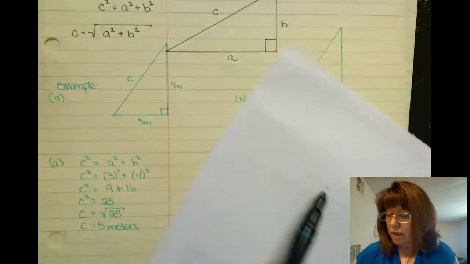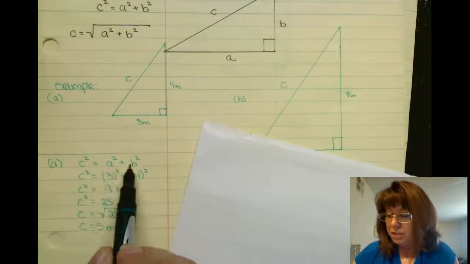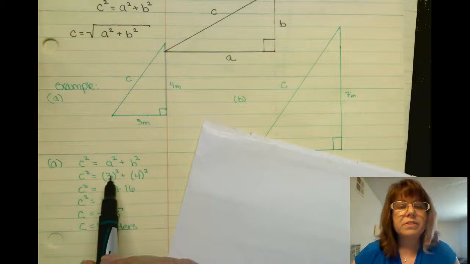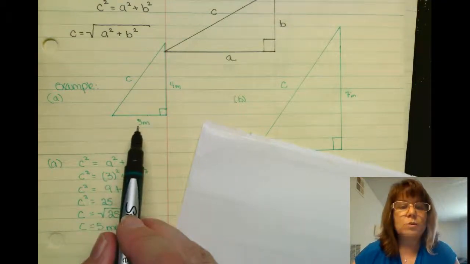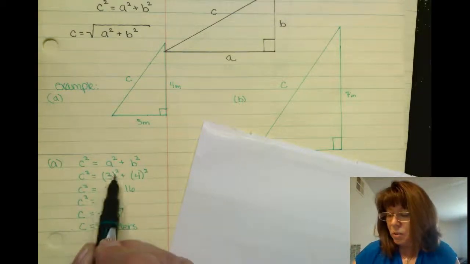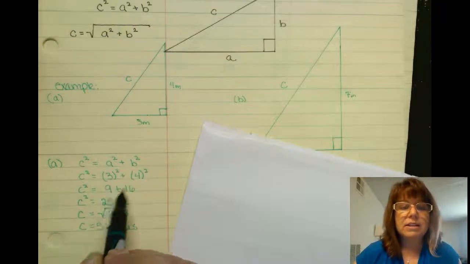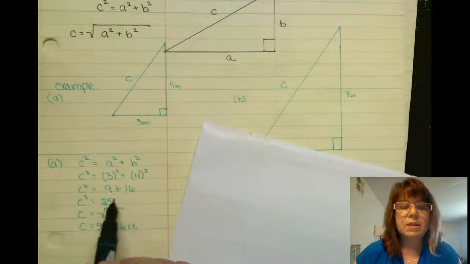So let's just run through that problem right now. C squared equals A squared plus B squared. It doesn't matter if I label this A or B. I'm just going to say that the 3 meters is A. So C squared equals 3 squared plus 4 squared. Well, 3 squared is 9, 4 squared is 16. So now 9 plus 16 equals 25.